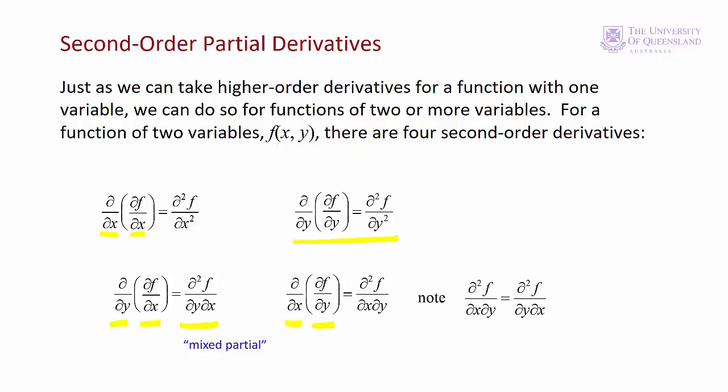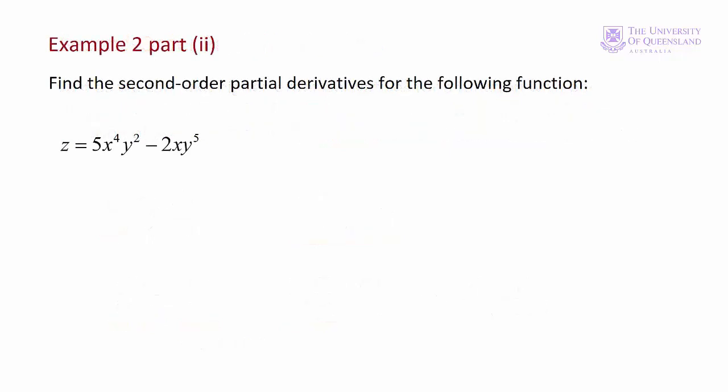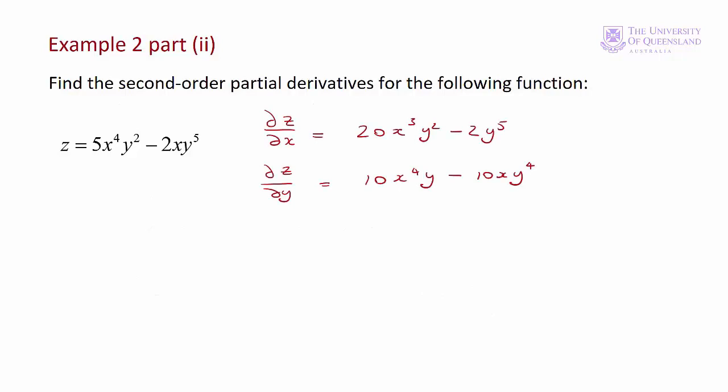Now let's go back to example 2 and find the second order partials. To find the second order partial derivatives, we start with the first order partials, differentiating del z del x once more with respect to x. We'll have del squared z del x squared, and that will equal 60x squared times y squared minus, well, we just have a constant there in that second term, so that'll be minus 0. So it'll be 60x squared y squared.